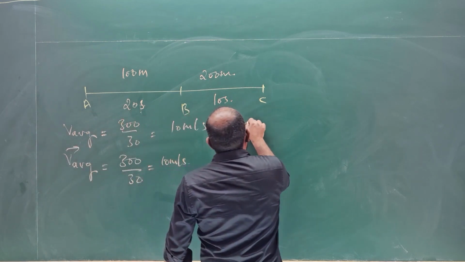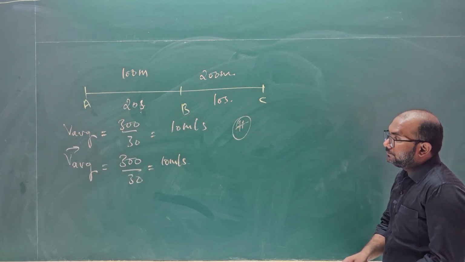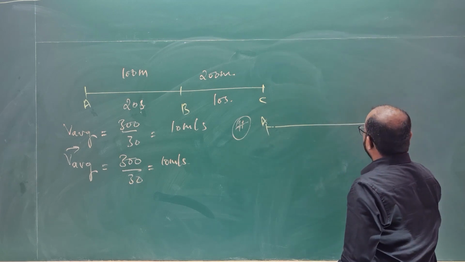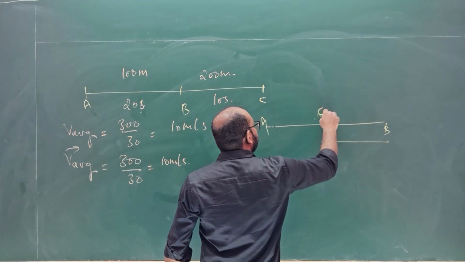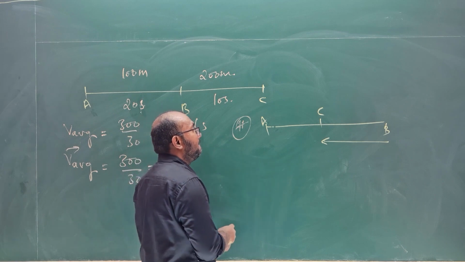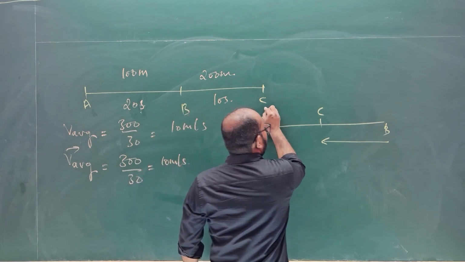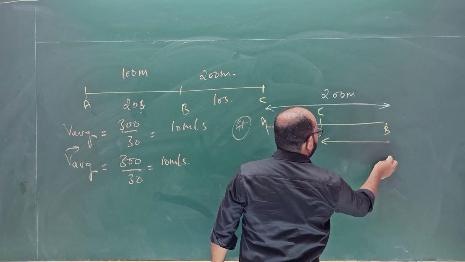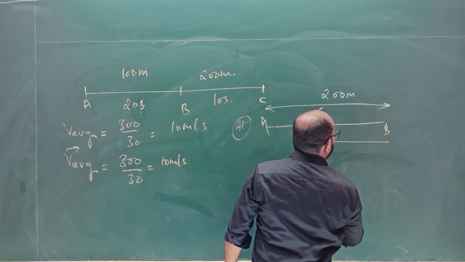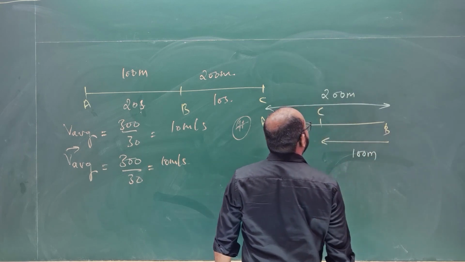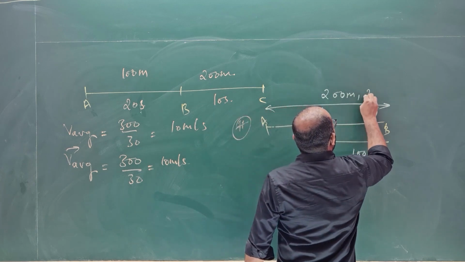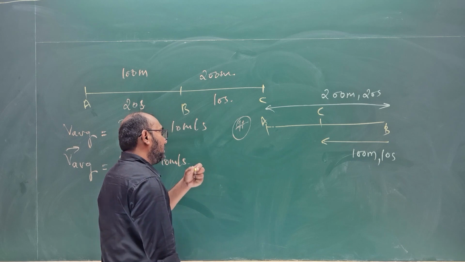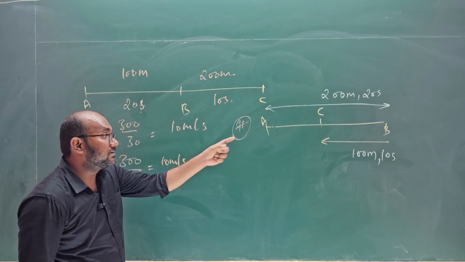Let us consider the other example over here. If body started from point A, reached point B, then moved to point C, from A to B, distance is 200 meters, and B to C, your distance is what? 100 meters. To travel this, it took 20 seconds. To travel this, it took 10 seconds. Tell me average speed and average velocity here in this case.